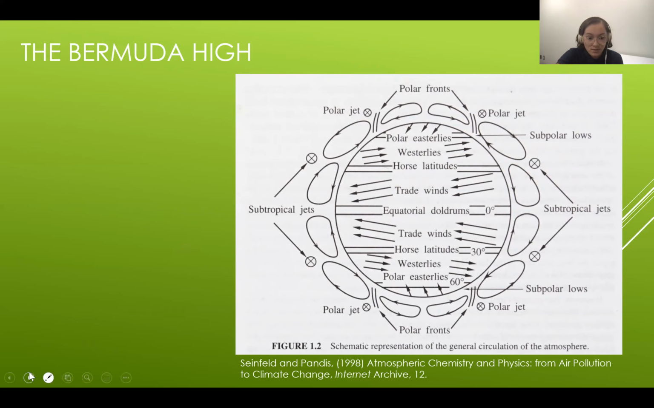And also at the bottom of this, friction with the surface causes the transport of air, or the airflow, from high to low pressure. So there's divergence of air around the Bermuda High as well.